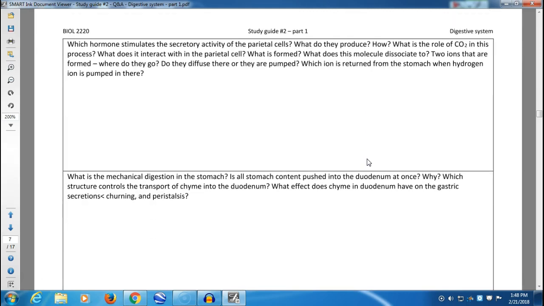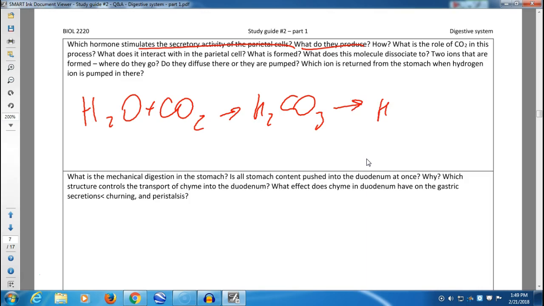Parietal cells are stimulated, as we just mentioned, over and over again. Histamine. Okay. That's histamine. They produce hydrochloric acid. Now, remember that hydrochloric acid production thing that we talked about? Okay, when water interacts with CO2, it produces carbonic acid, which dissociates. Okay, sorry for handwriting. So you have to understand where CO2 comes from. Where? Blood.